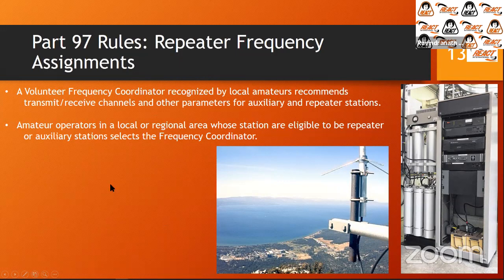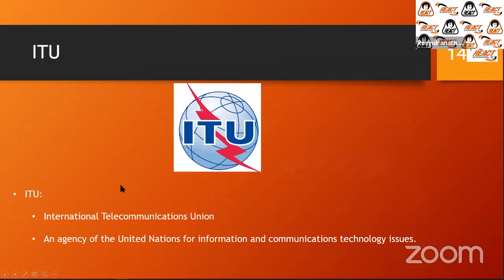So, repeater station. We need to know about the ITU. What is the ITU? Who is the ITU? Where do the radio regulations come from? Well, it comes from the ITU. The ITU is the International Telecommunications Union, all right? It's an agency of the United Nations for Information and Communication Technology issues, or ICT issues. That's who the ITU is. So you need to know this: who or what is the ITU? Very important organization.